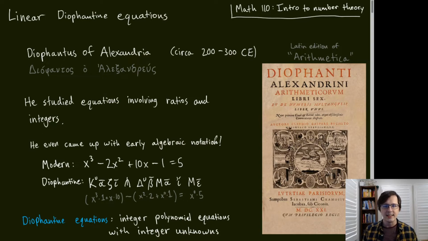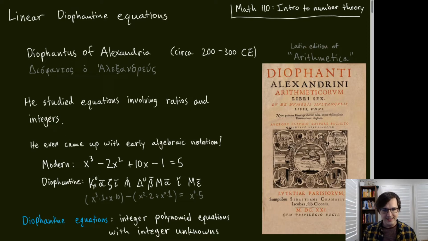One interesting thing is he also came up with early algebraic notation. Before his contributions, everyone would just write out equations longhand, like the cube of the unknown minus twice the square of the unknown plus 10 times the unknown less 1 is 5, just completely written out. It's great having polynomial notation these days. He didn't write it the way we now write it. Instead, it looks Greek to me.